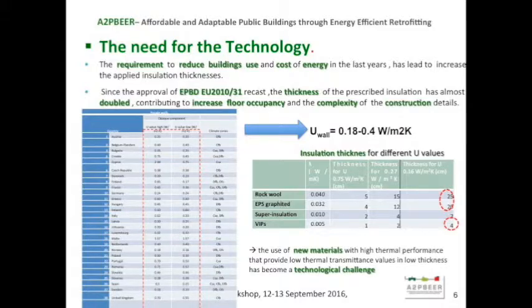This is the reason we selected the vacuum insulation panels as the best solution to retrofit buildings by the external facade or by the internal facade. And for example, in this table, you can see different thickness using different insulation: rock wool, EPS, super insulation, and vacuum insulation panels. So with the vacuum insulation panels, with 4 centimeters of this material, we achieve a U value of 0.16.